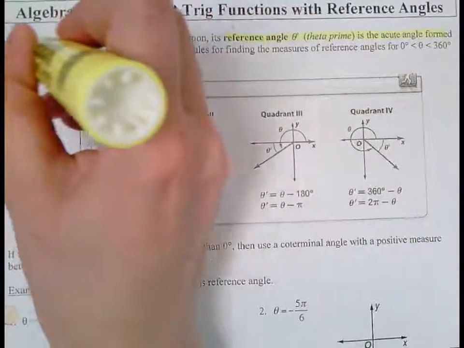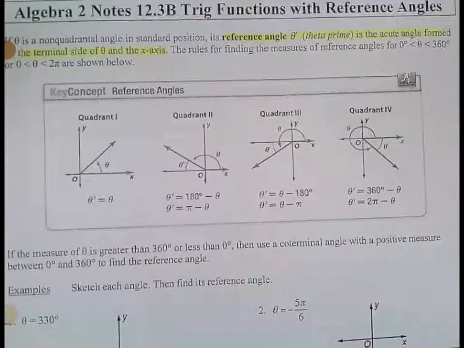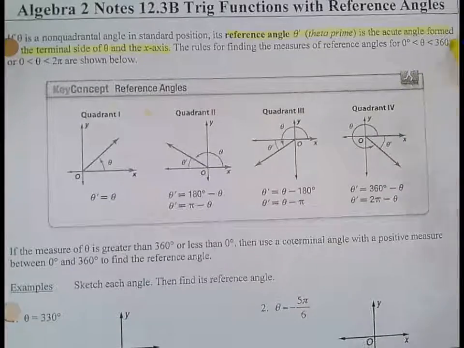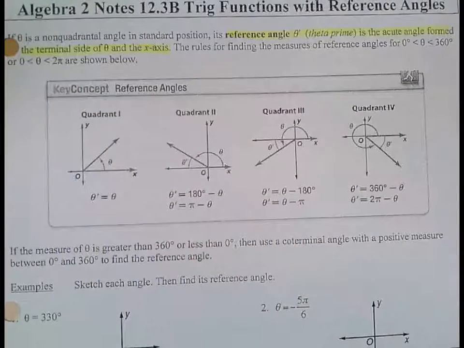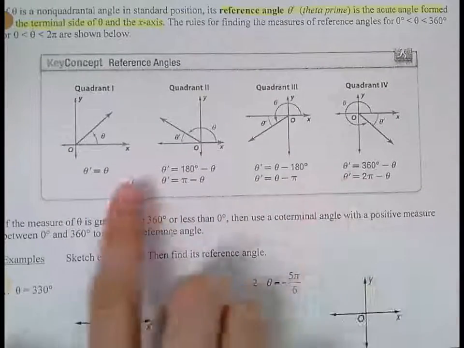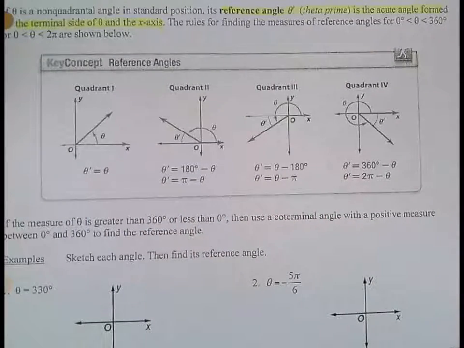So this is important as to where the reference angle is. It's the acute angle between the terminal side and the x-axis, not the y-axis. And the rules for finding measures of reference angles for theta between 0 and 360 degrees, or between 0 and 2 pi if you're in radians, are shown below. Now, I'm going to stress this again: these formulas below aren't necessarily something you need to memorize, but they are there to help you as we get started with reference angles.